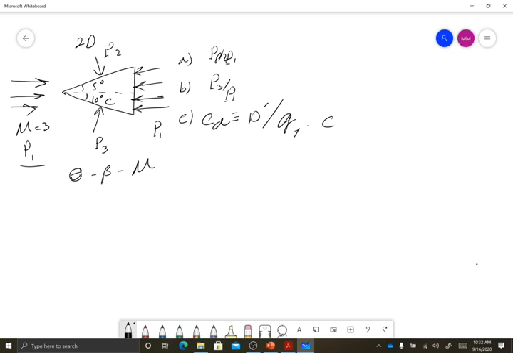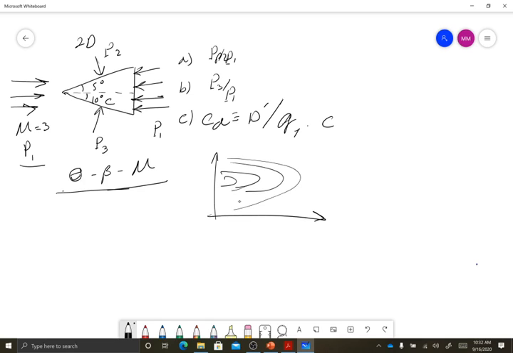Is there anyone who doesn't know what this table is, the theta beta M? So we all know what the table is. Essentially, it's not a table, it's a diagram, figure, plot, that looks like this. These lines belong to different Mach numbers, M1, M2, and M3. And for these, you can give the theta and find the beta from the diagram, right?